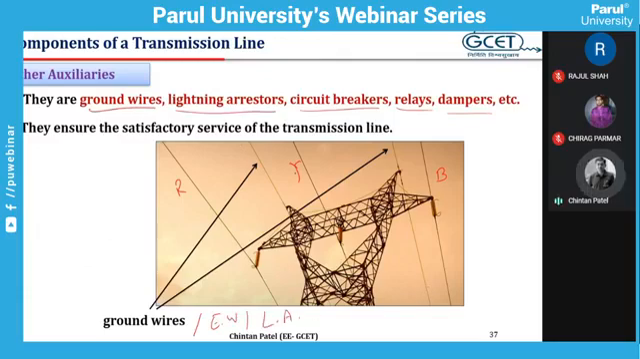These ground wires, earth wires are earthed through the transmission tower, or they are connected to ground through transmission towers, and they are providing shielding from lightning. So when a lightning stroke strikes the transmission line, they receive the lightning stroke and provide the complete conducting path to the ground. So they protect line conductors from any further damage or other consequences.